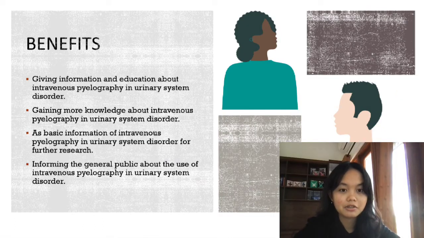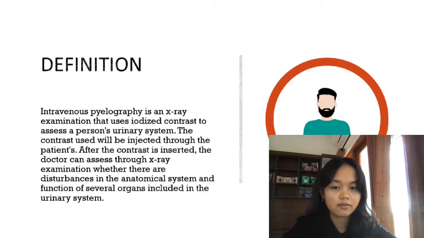My name is Cynthia Sasudana, and I'll be presenting the benefit and also the definition. This is for the benefit. Next. And for the definition, intravenous pyelography is an X-ray examination that uses iodized contrast to assess a person's urinary system. The contrast used will be injected through the patient, and after the contrast is inserted, the doctor can assess through X-ray examination whether there are disturbances in the anatomical system and function of several organs included in the urinary system. Thank you.